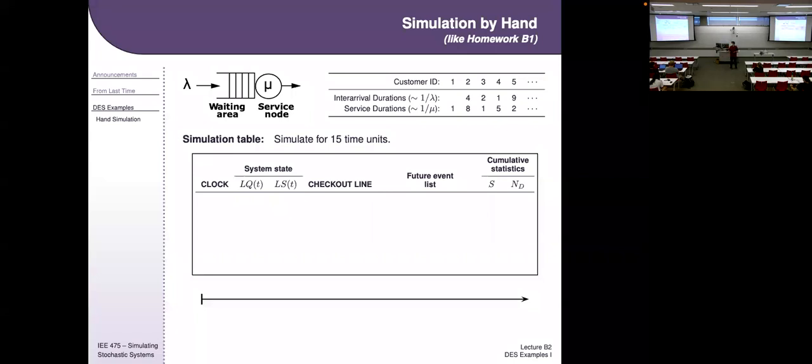So let's step through an example. And this is basically just like the second part of homework B1, except there's no F here for simplicity. So you start out with an empty table, set up your table like this, the simulation table, and here we're going to say for this one, we're ending at time 15.